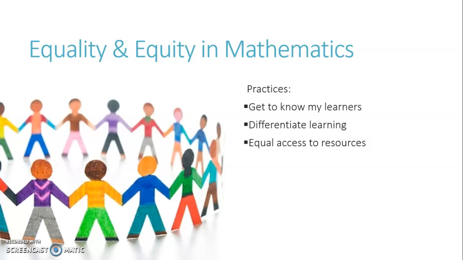And after I collect and figure out who I'm working with, then I can go to the next practice of differentiating my learning. I can use that information to create learning experiences that promote understanding. And then also just ensure again that all my students have equal access to resources. But again, just because they have equal access does not mean that it's equally distributed. Some students may need a little more support than others, and that's where equity comes in.